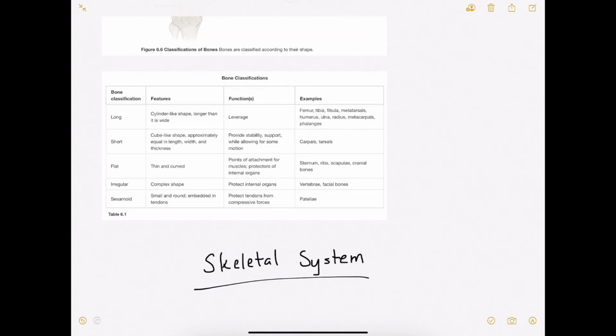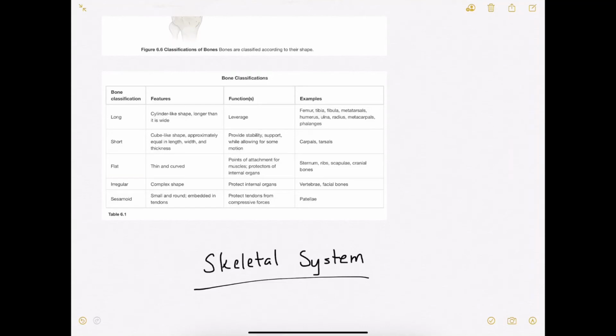But what's interesting here is that our metatarsals and our metacarpals, right? Metatarsals and metacarpals are the bones of your hand and feet. Metacarpals are the long bones of your hand, and metatarsals are the long bones of your foot. Now, you might think, why are they considered long bones if they're not as long as a femur, your thigh bone, or as long as your humerus?